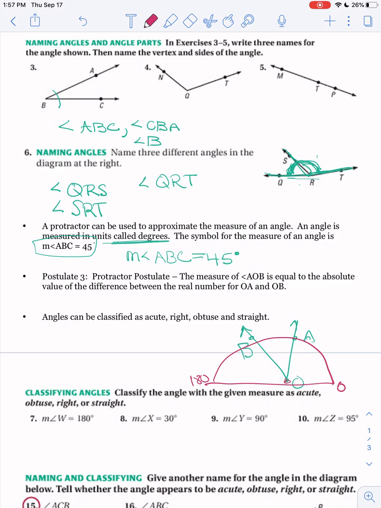And let's say OA is pointing to, say, 70 degrees. And let's say OB is pointing to the 110 on our protractor. What the protractor postulate is saying, in order to get the measure of this angle right here, you just take the absolute value of 110 minus 70, or 70 minus 110. It doesn't matter. That's why we put the absolute value bars. So that looks like that would be a 40-degree angle.